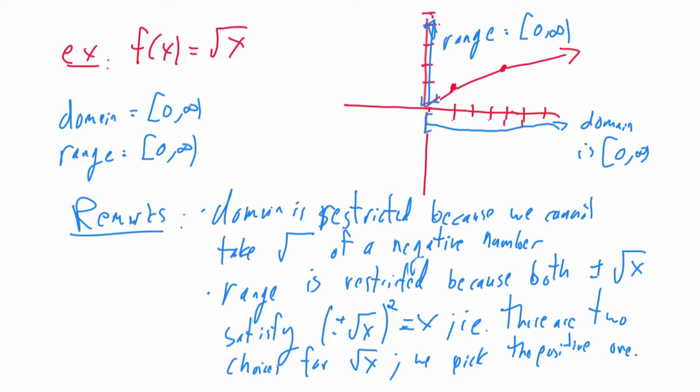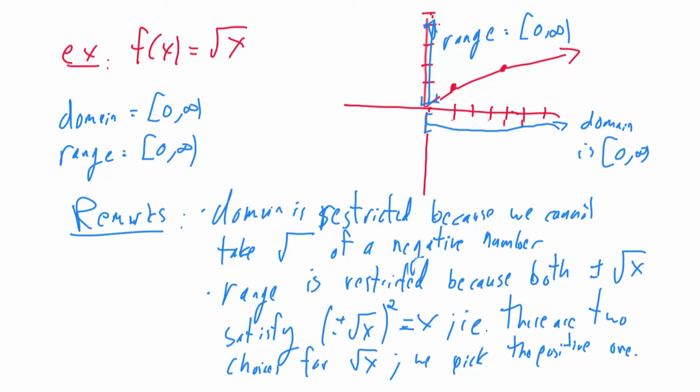So this is more conventional. This doesn't really follow from a basic mathematical principle. There are sort of two choices for the square root, because if I square both the positive one or the negative one, I'll recover my original input x. So I need to choose positive or negative. I choose positive by convention.